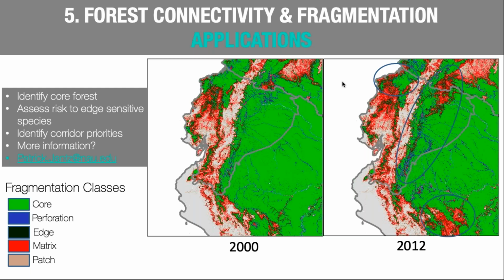Some of the applications of these types of data layers are identifying core forest, where they are, and identifying where forests are more exposed to edges as a way to identify risks to edge-sensitive species. And then we can also use corridor mapping to identify areas between intact forest areas or other conservation targets like protected areas, to essentially try to identify places that can maintain connectivity between conservation priorities.